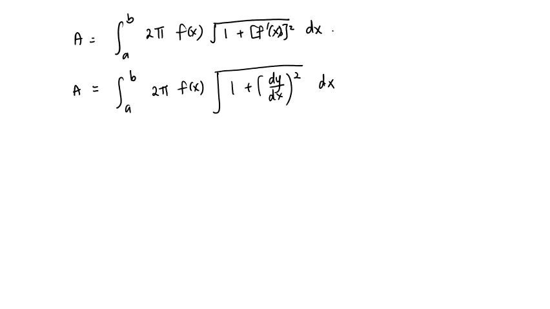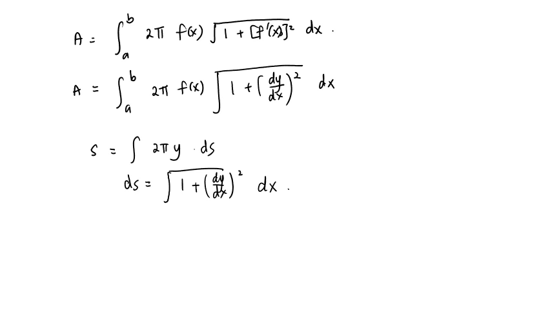And you can also write this notation using the arc length function. Previously you had this arc length function as the integral of 2 pi y ds, where ds is the square root of 1 plus dy dx squared, dx. Okay, so this is if you have the curve rotated about the x-axis.